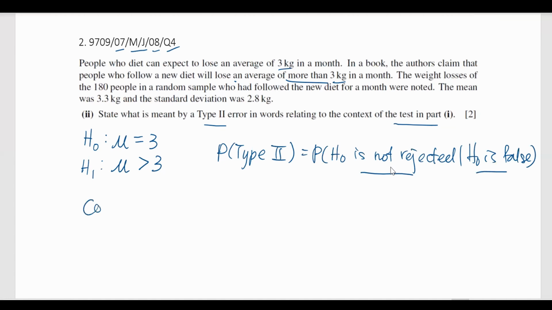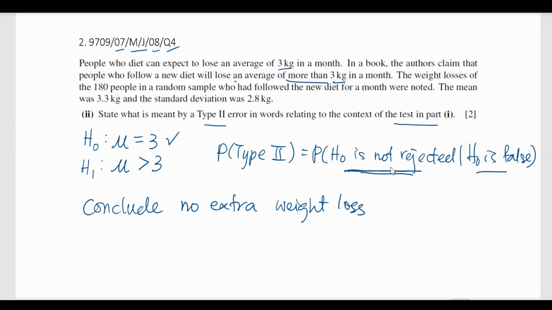So which means we conclude... So what do we conclude? H0 is not rejected. H0 is not rejected means we conclude that the mean is 3 kg, that means the average loss is still 3 kg. So which means we conclude there's no extra weight loss. All right, so that is the conclusion.